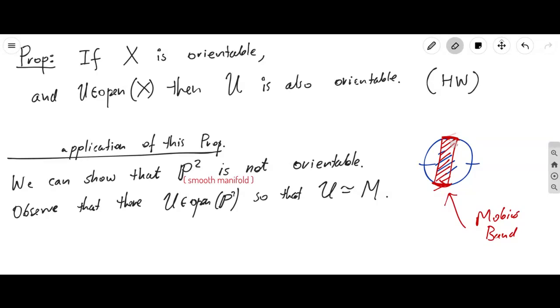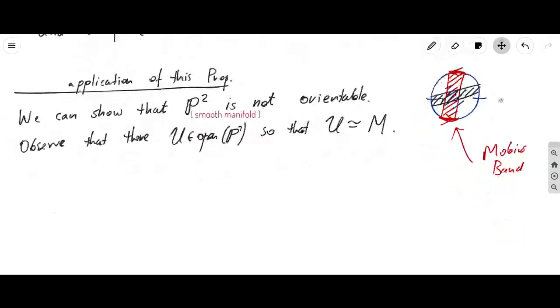And this is just one copy of the Mobius band. You can also come up with the Mobius band in a different way. You do not have to do it like this. You can kind of twist it like this. That will also work. There's infinitely many versions of Mobius bands sitting inside the projective plane. That's just one way to do it. And this is a nice, satisfying proof why the projective plane is not orientable.